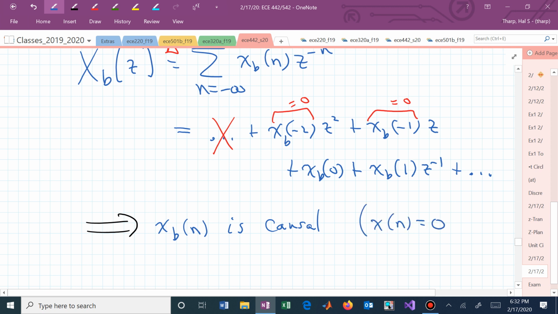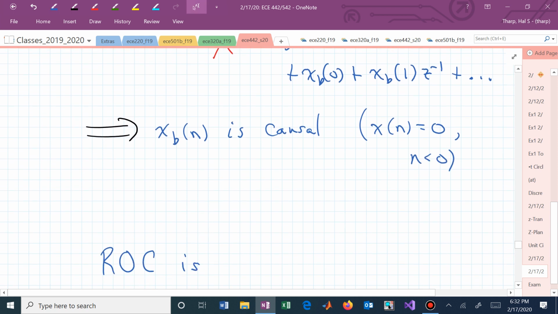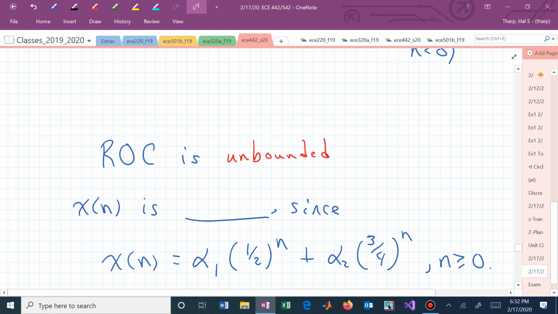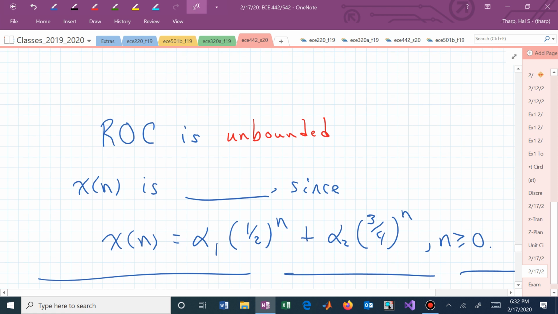X sub n is equal to 0 for what values of n? N is less than 0. And what can we say about the region of convergence? Bounded or unbounded? In this possibility, possibility number 1 in that sketch, we allowed z to go off to infinity, didn't we? So this was unbounded. X sub n, was it bounded or unbounded? It was bounded.